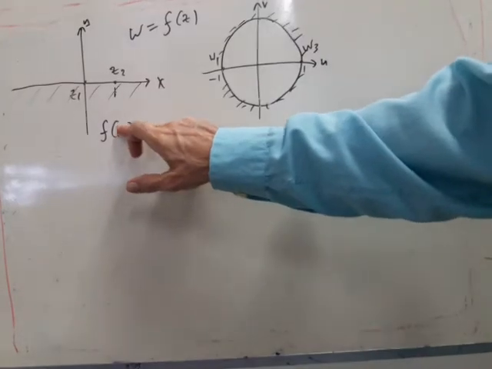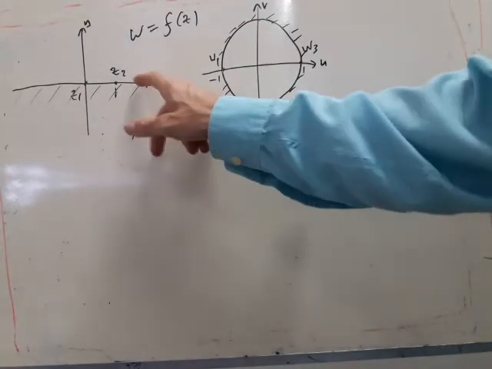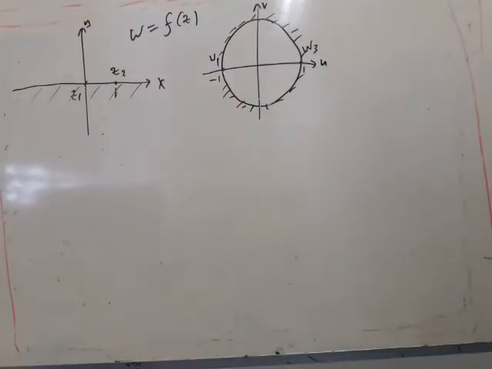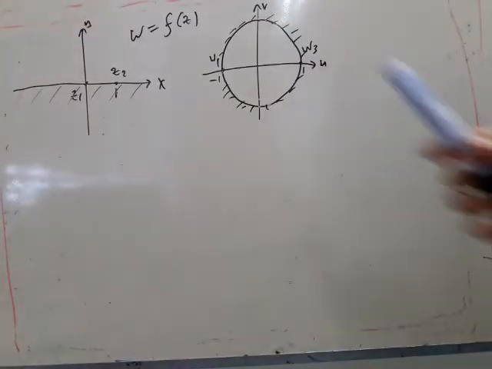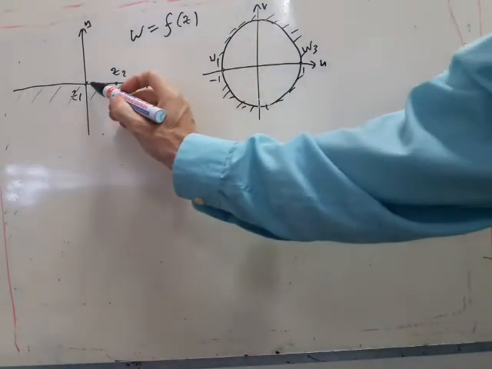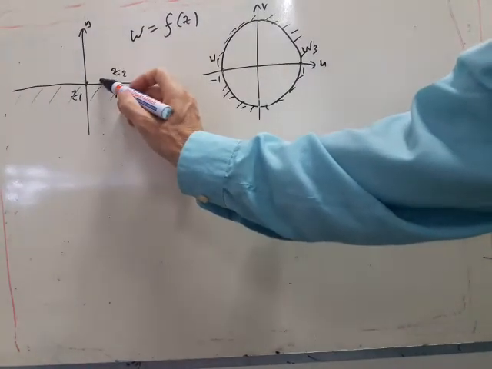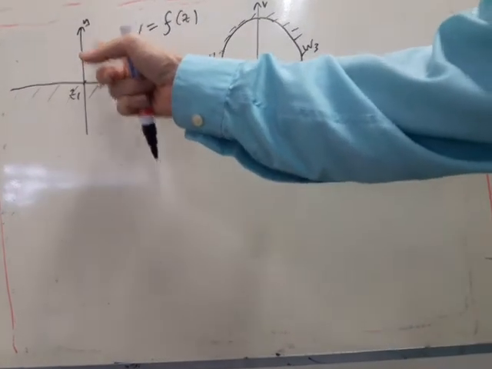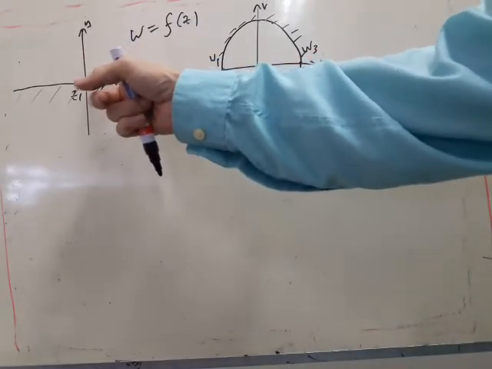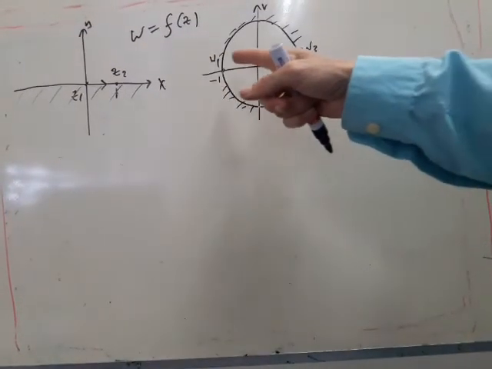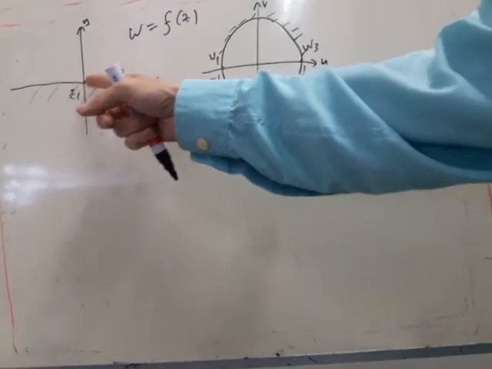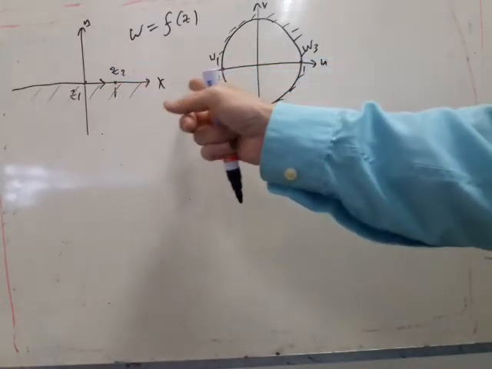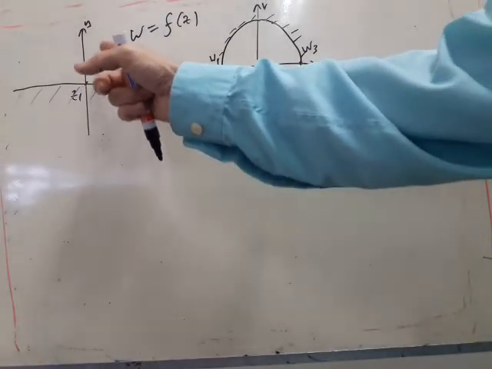I haven't drawn Z3 because it's at infinity. So to work out where W2 has to be, either here or here, we need to consider the orientation. When I move from Z1 to Z2 up to Z3, which is at infinity, the region I want is on the left.